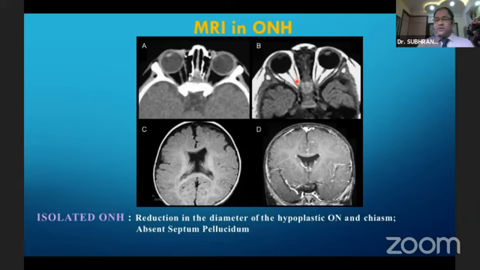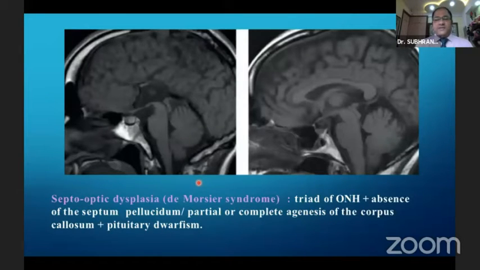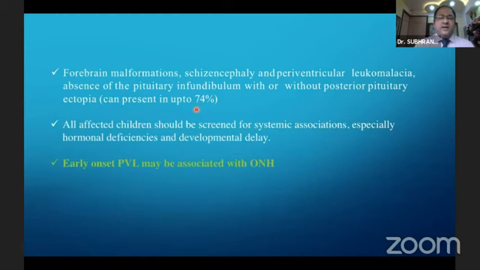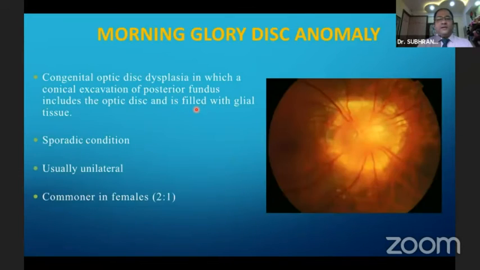hypoplastic optic nerve. Here, on both sides, we see that the diameter is reduced, and we might also have an absent septum pellucidum. Then there might be syndromic manifestations, like septo-optic dysplasia, which is a triad of optic nerve hypoplasia with absence of septum pellucidum and/or partial or complete agenesis of corpus callosum along with pituitary dwarfism. And the other entity, early onset periventricular leukomalacia, may also be associated with optic nerve hypoplasia.